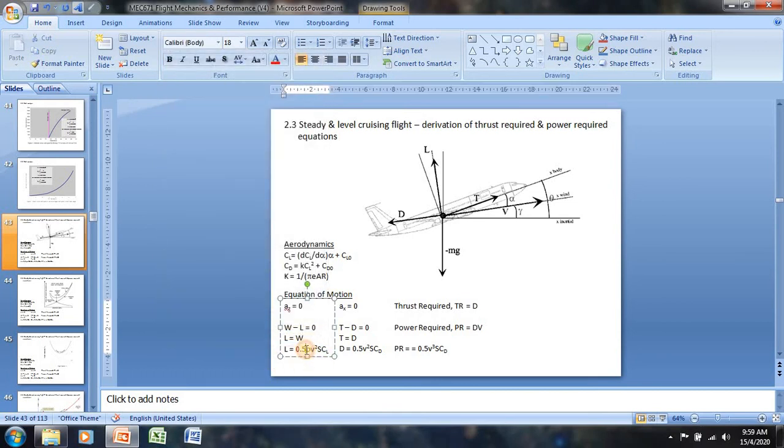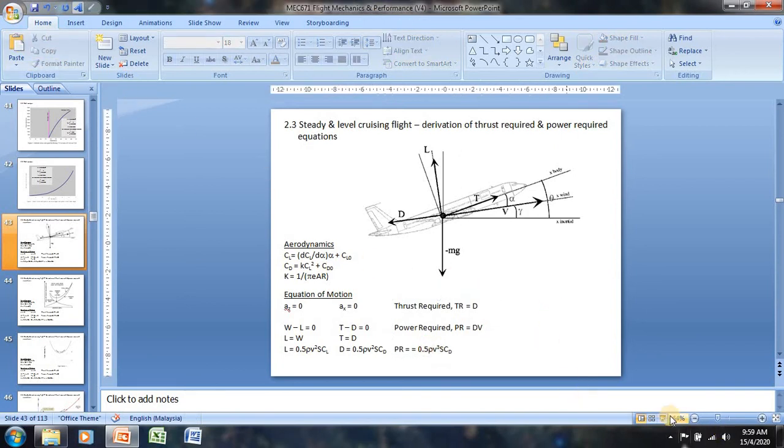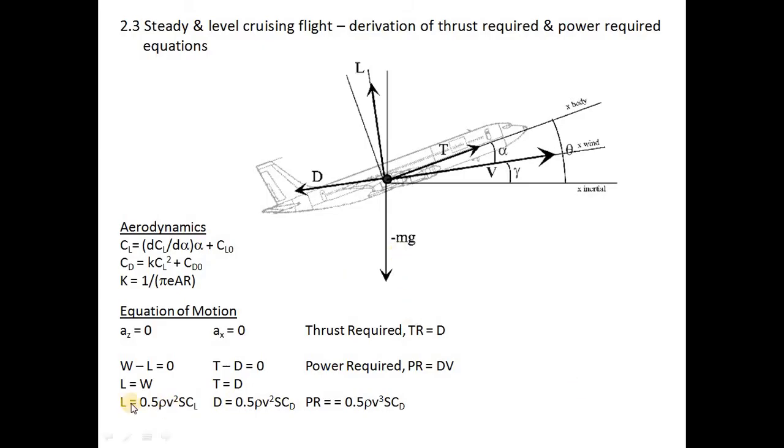Yes. So I'm just going to copy the row here. Paste. Paste. Upright. Okay. So lift is half rho v squared S CL, and in the x direction we have thrust and drag.